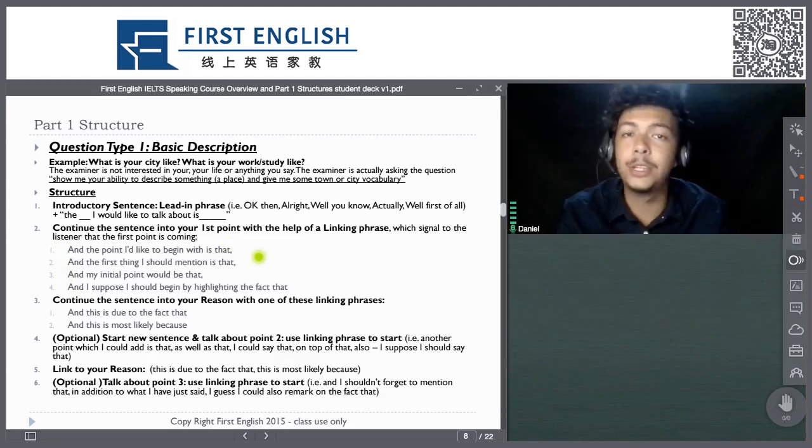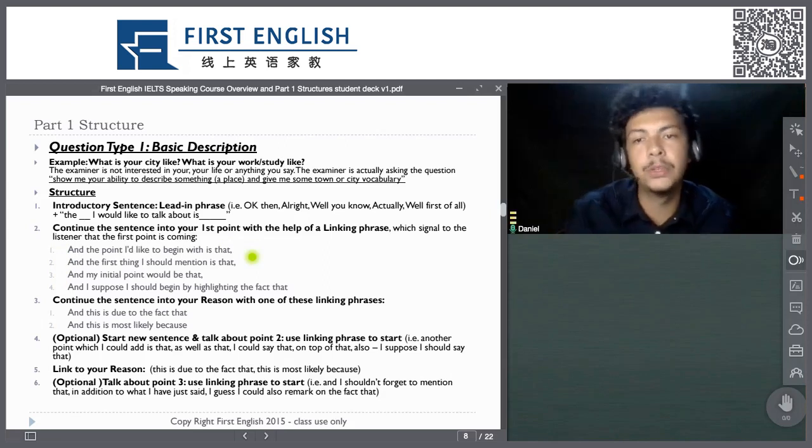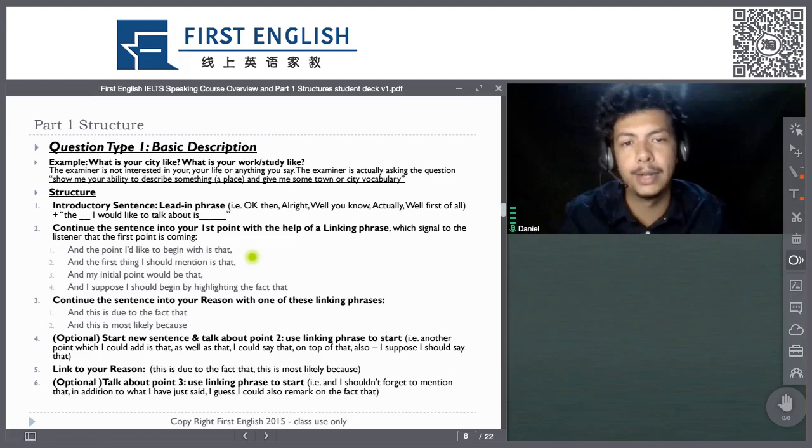Of course, you're not limited to just using linking phrases such as this. You can make up your own, you can include what you want in terms of your linking phrase, but it just has to have that main focus or that theme of connecting your introductory statement into your first point of your answer. So our answer thus far would be something like, well, first of all, the city I would like to talk about is Beijing.